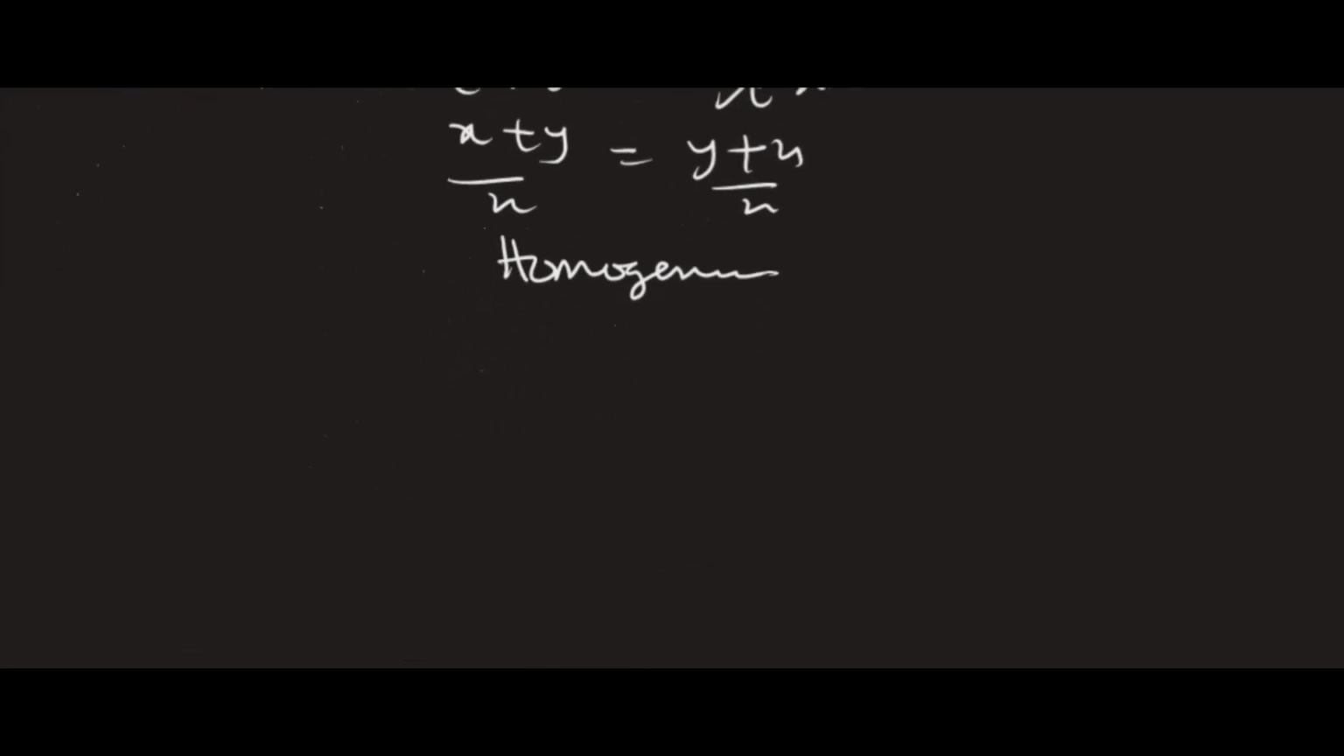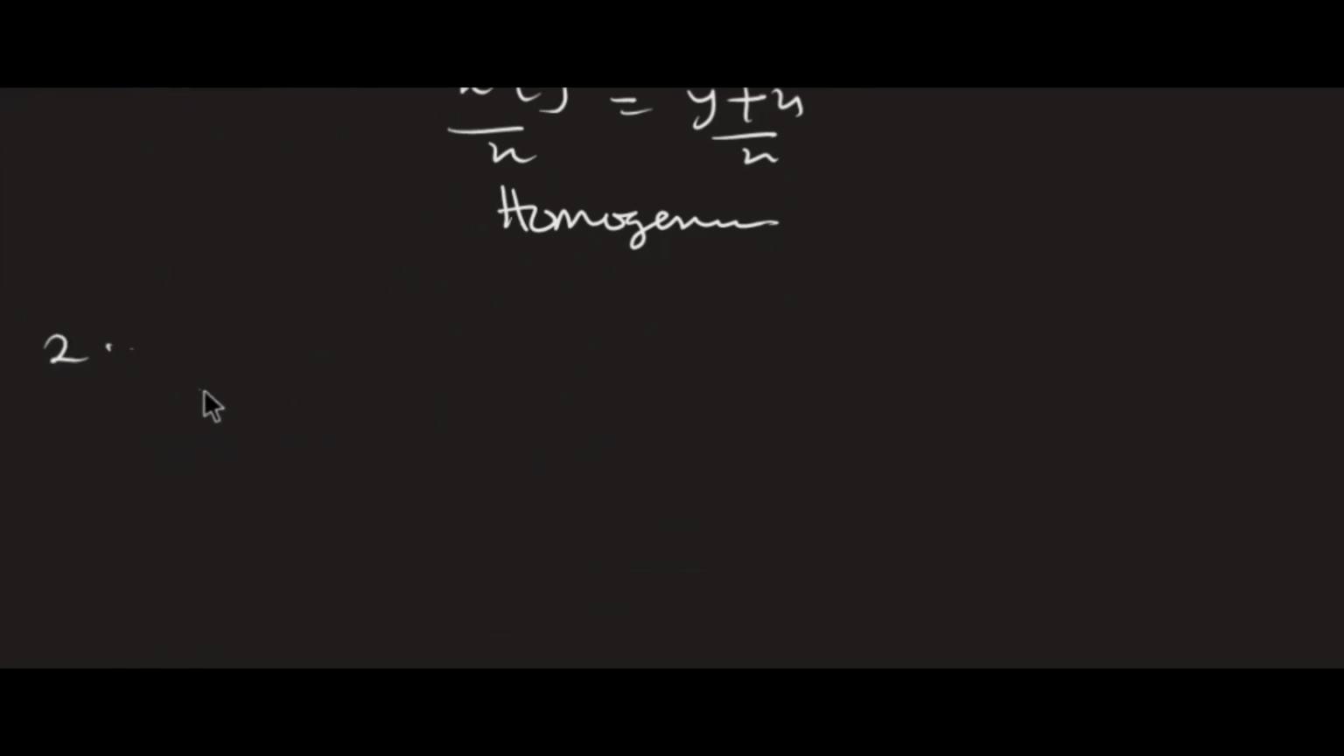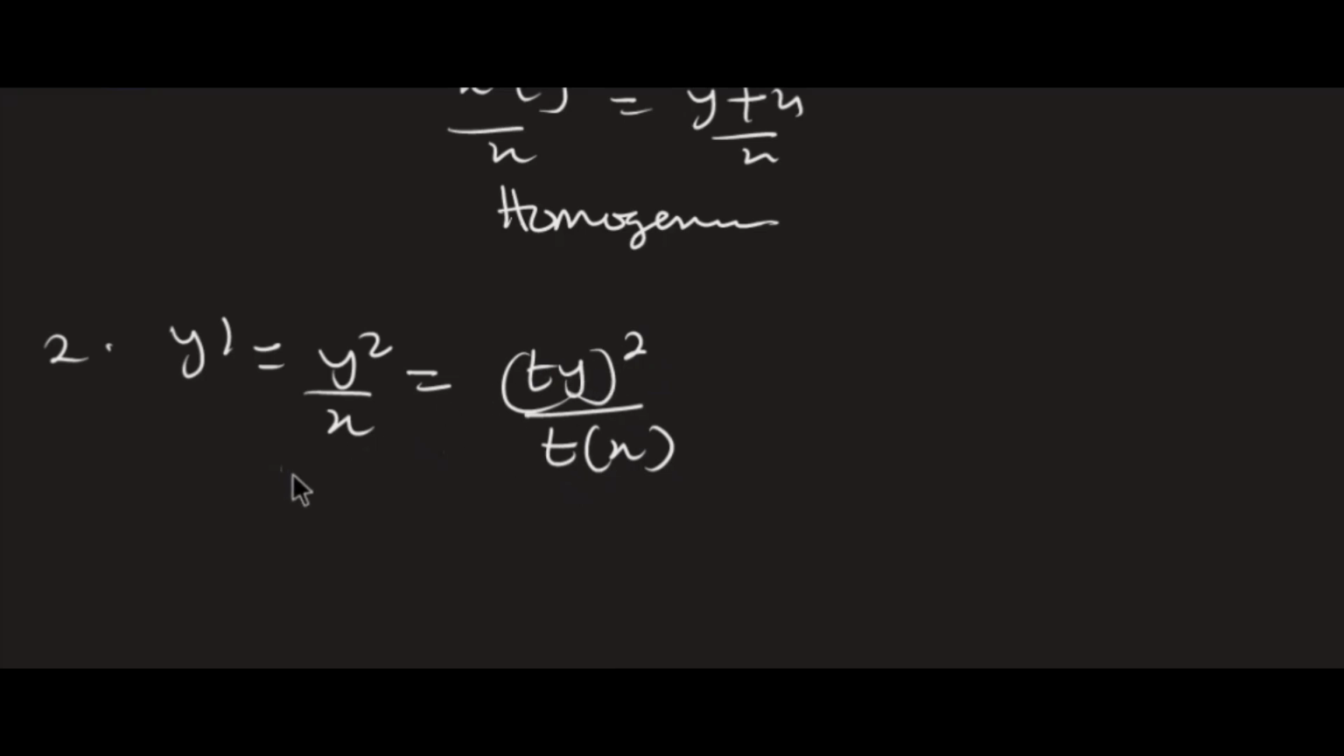Now, let's try the second example on homogeneous equations. So the second example is y prime is equal to y squared over x. In this example, I'm going to show you how to prove that it is not homogeneous. You need to multiply this by ty all squared, all over t multiplying x. From here, you are going to get t squared y squared over tx. This t will cancel one t from t squared, and you are going to get t multiplying y squared over x.